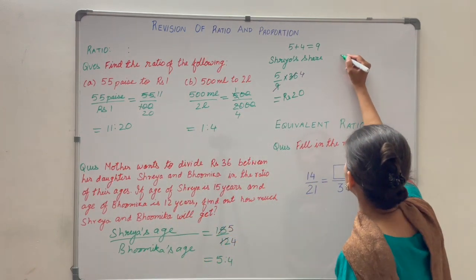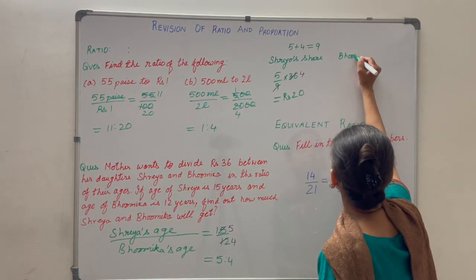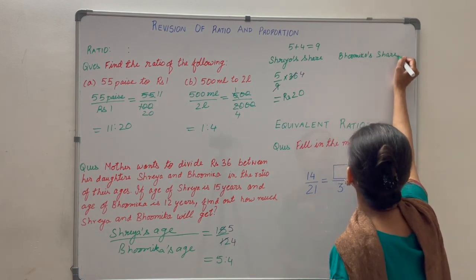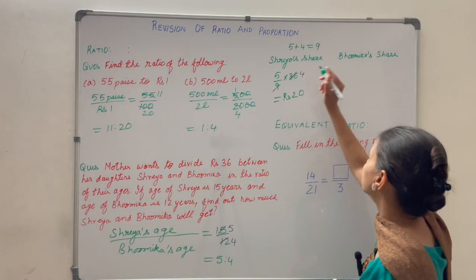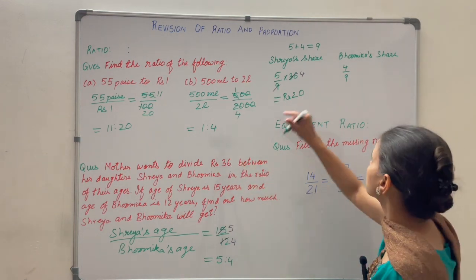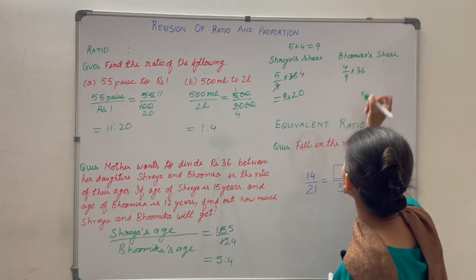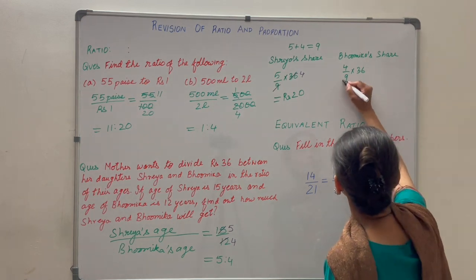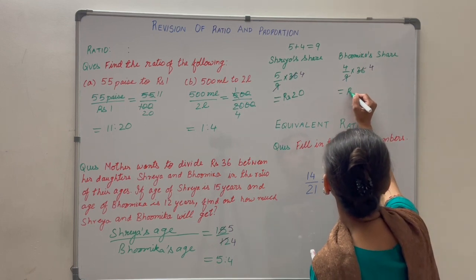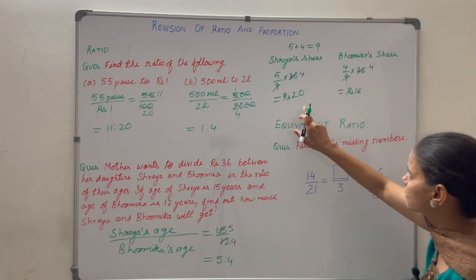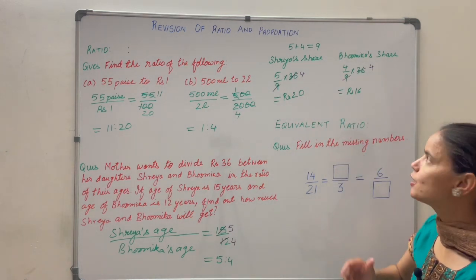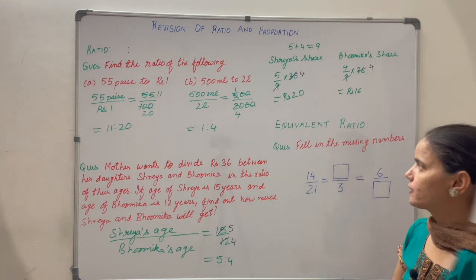How much is Bhumika's share? Bhumika's share is 4 out of 9. But 36 rupees has to be distributed. So means into 36. You can cancel 9 and 36. So you get here 4. So Bhumika will get 16 rupees. So 36 is divided as 20 and 16. Shreya will get 20 rupees and Bhumika will get 16 rupees.